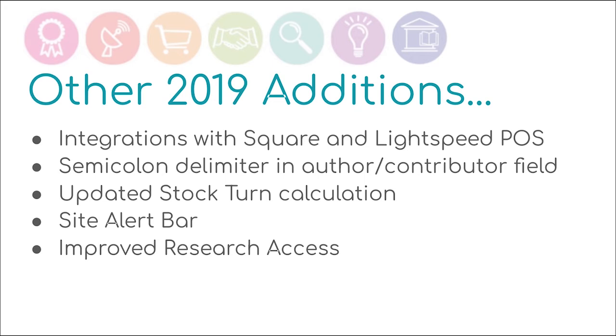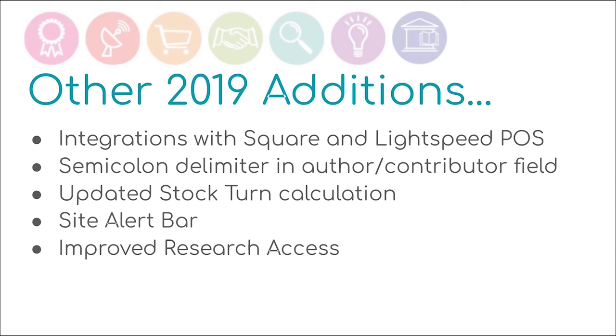Elsewhere in 2019, we added, like I mentioned before, our integrations with Square and Lightspeed. We also added a semicolon delimiter to the author contributor field. So if you're looking to use the searchable criteria option in the bestseller report or the multi-ISBN report, you can now paste in a list of authors and contributors that is semicolon delimited, and it will pull back each of those authors individually. We've updated the stock turn calculation to make it more accurate. We've also added a site alert bar. So if we have important information to share about data delays, site maintenance, or anything else that we think you need to know, you'll see it in a little bar at the top of the home screen when you log in. And we've also improved the research portal access on the homepage of SalesData.